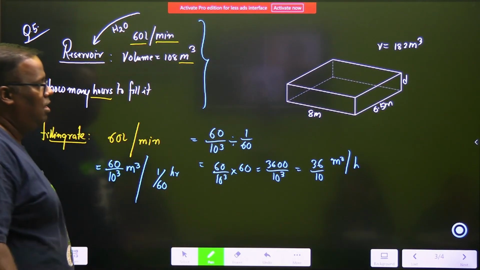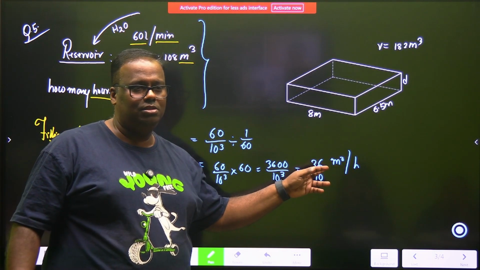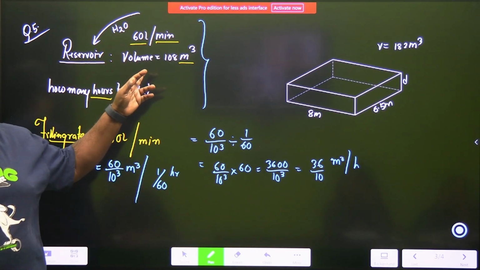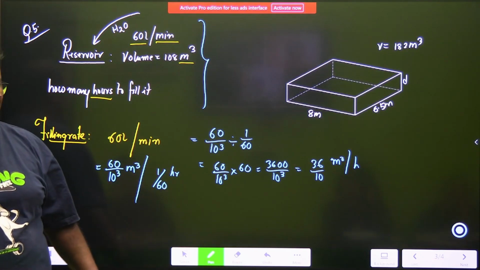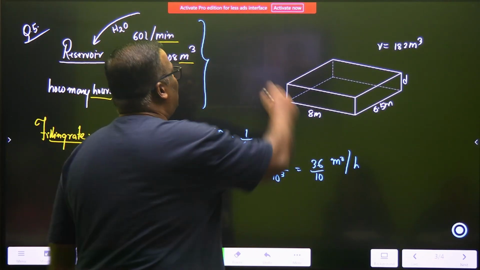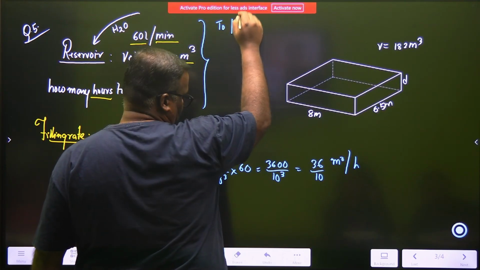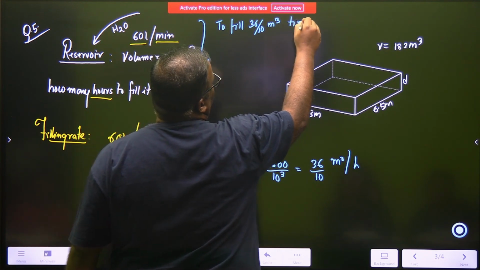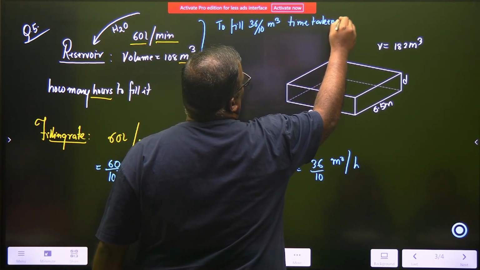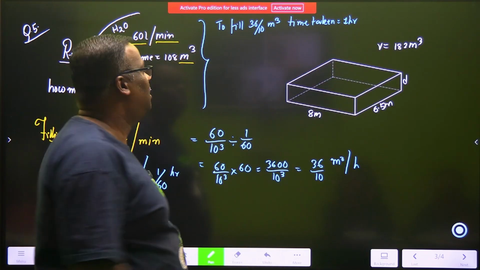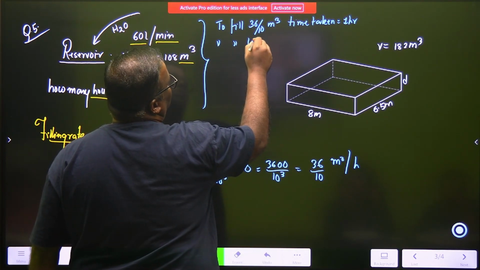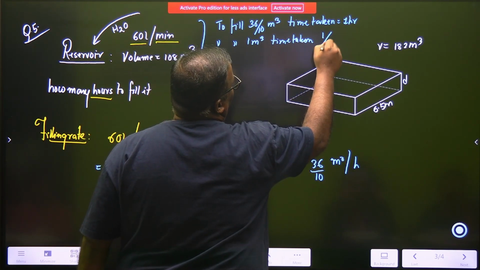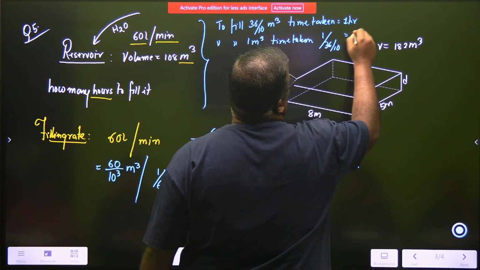Now you see. In 1 hour, how much are you pouring? 36 by 10. You need to fill how much? 108. Now just the simple unitary method. So we will write like this. To fill 36 by 10 meter cube, time taken is 1 hour. Right? To fill 1 meter cube, time taken is 1 divided by 36 by 10, which is 10 by 36 hour.